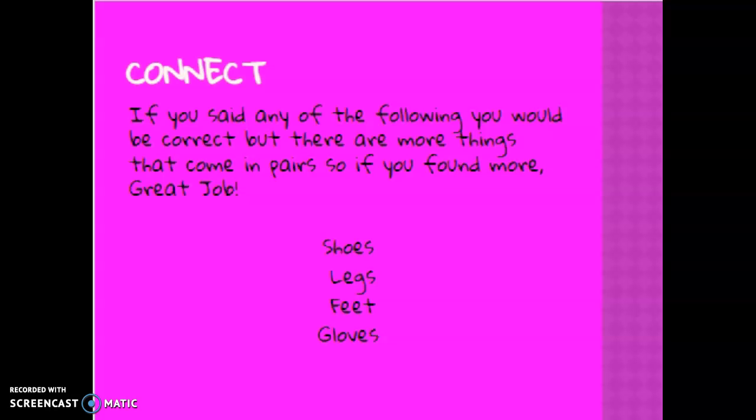So we know shoes come in pairs. We have 2 legs. We have 2 feet. We have 2 gloves. We have a pair of socks. So there's all kinds of things that come in pairs. Maybe you thought of these, and maybe you thought of some new ones that I don't have listed.